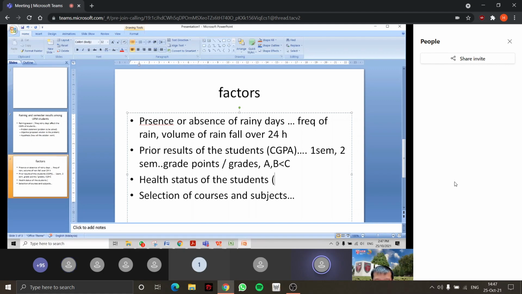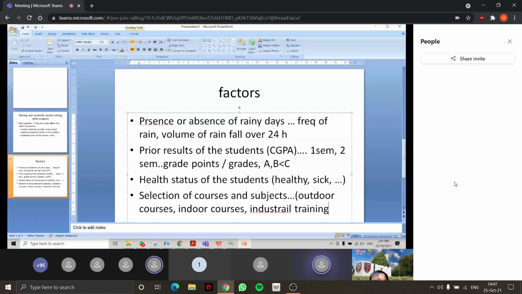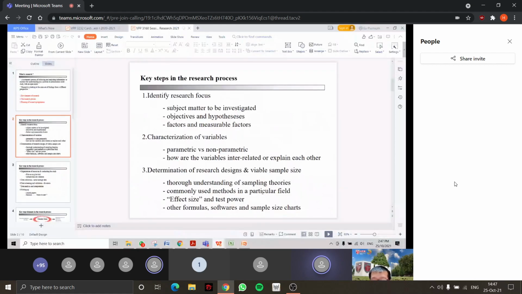And then health status is just maybe healthy or sick, or anything that is in between. And then selection of courses and subjects. Maybe you will say outdoor-based courses, indoor courses, industrial training, and so on and so forth. So you see, these kinds of things allow you to think about factors and whether they are measurable or not. So we are back to this one here. Factors and measurable factors. So this will bring us to the next step, which is characterization of variables.